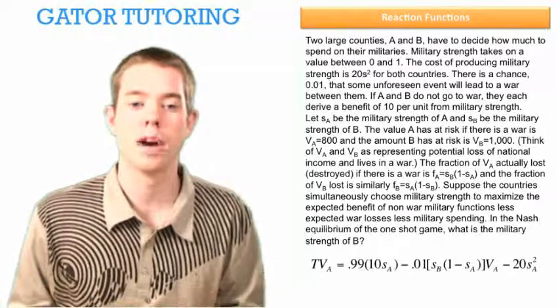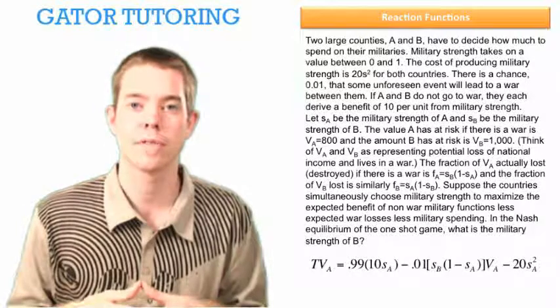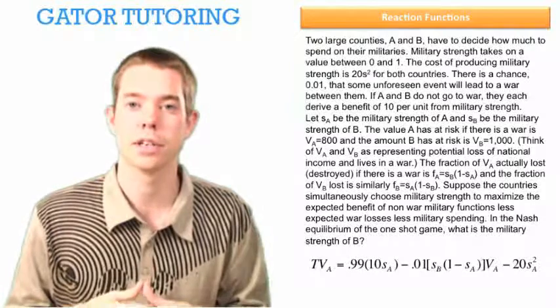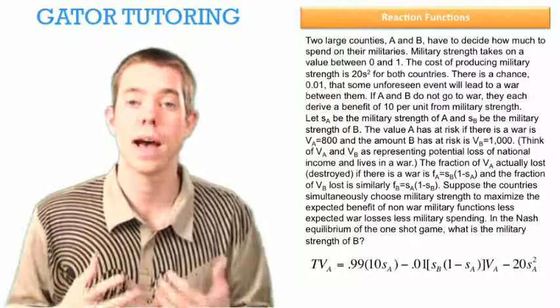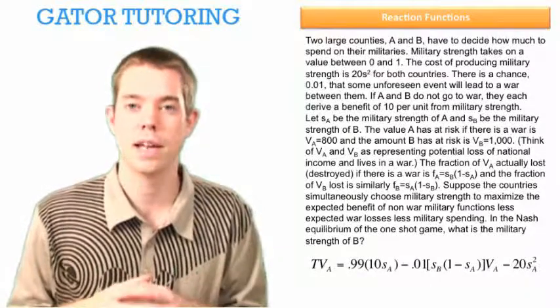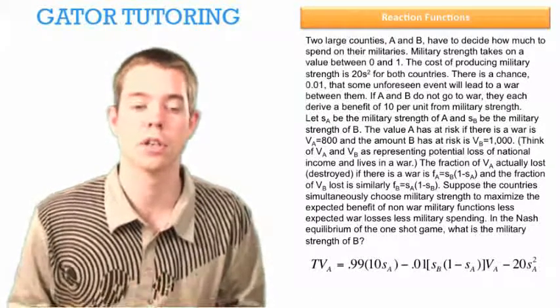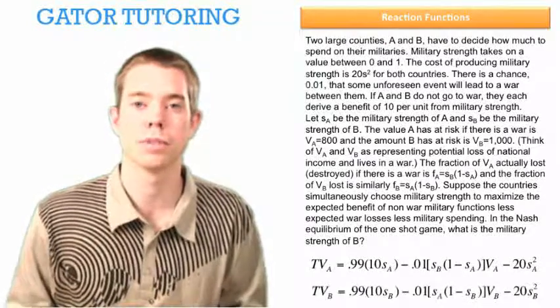First, let's write the total value function of each country. I've defined total value as the non-war military value less expected war losses less military spending. This is what he told us to maximize, so I just wanted to have a name for it, and I called it total value of each country. This is A's total value function, and this is B's total value function.